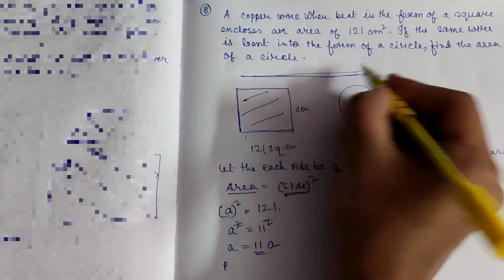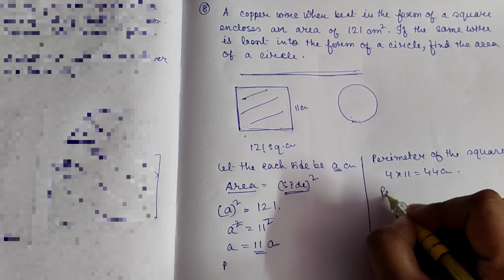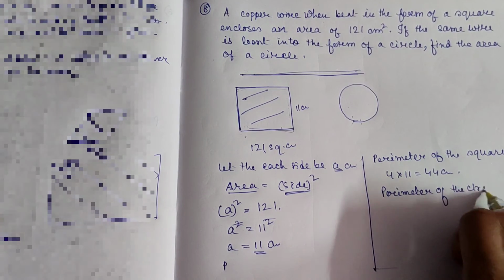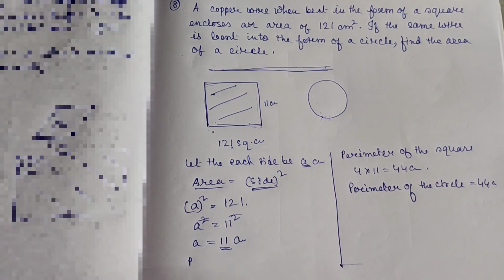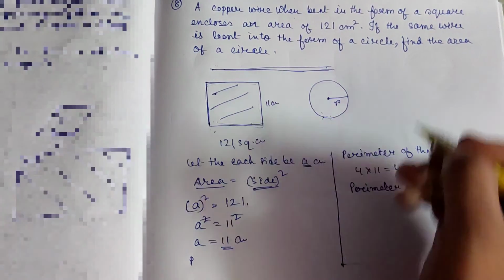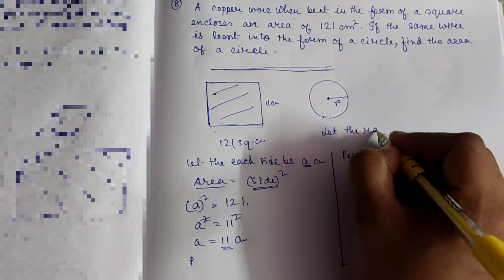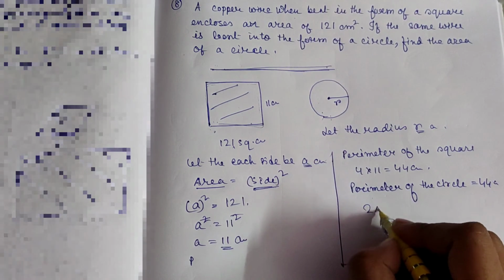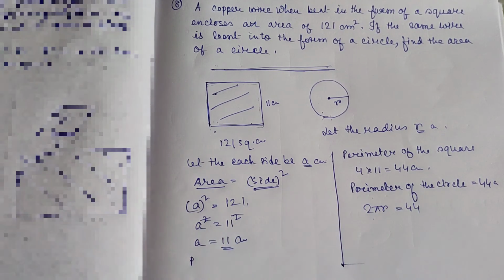If the perimeter or the measurement of the wire is 44, definitely the perimeter of the circle will also be 44 centimeter. What is the formula? The radius is unknown. Let the radius be r. If it is r, perimeter will be what? 2 pi r, and the perimeter is given 44.